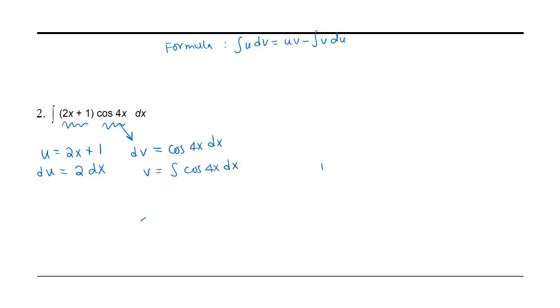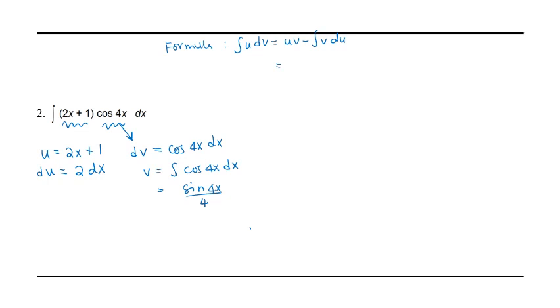So how to integrate cos 4x dx? Okay, integrate cos 4x dx becomes sin 4x over 4. Okay, when we integrate, it becomes division. Alright, and then substitute into formula. So substitute into formula here.